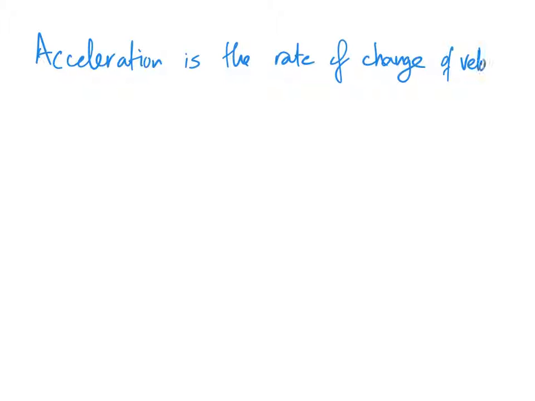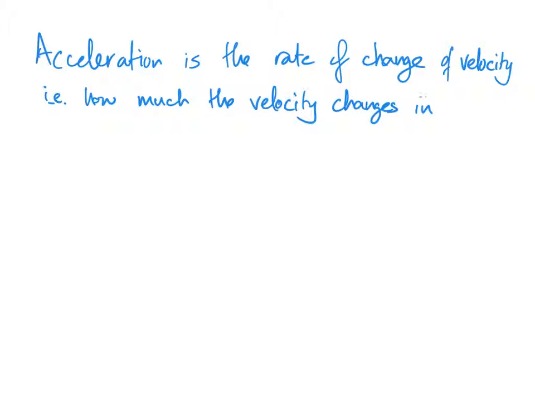Acceleration is the rate of change of velocity. Now, a rate of change of something in physics means how much it changes by in 1 second, or 1 unit of time in general. I.e., how much the velocity changes by, or just changes, in 1 second.